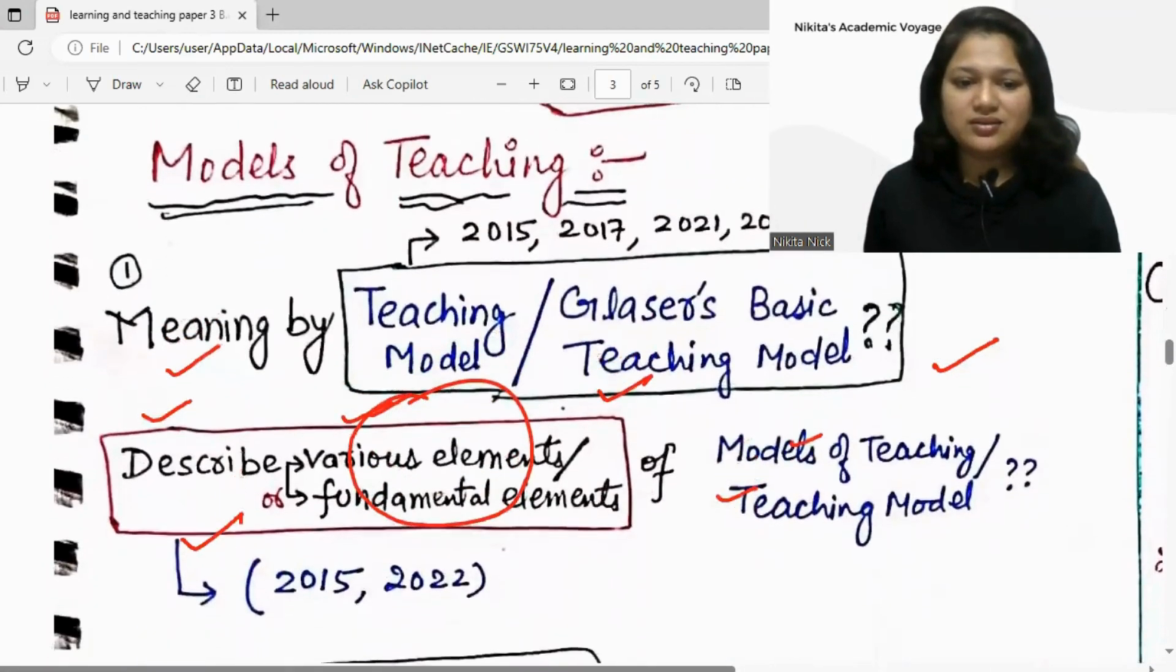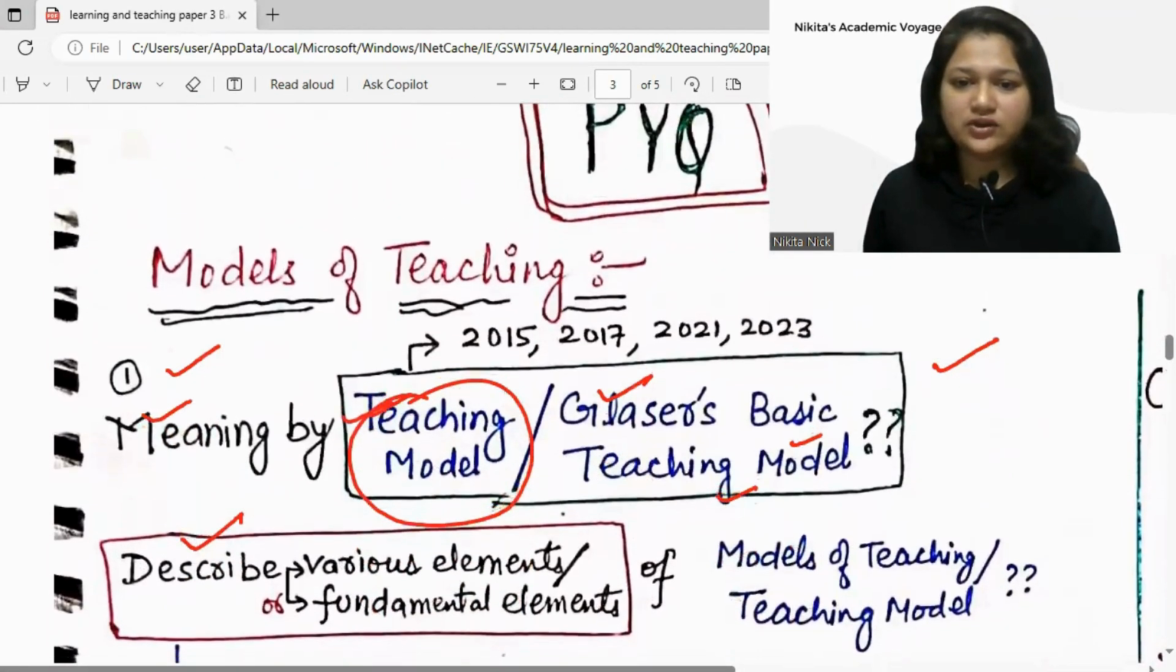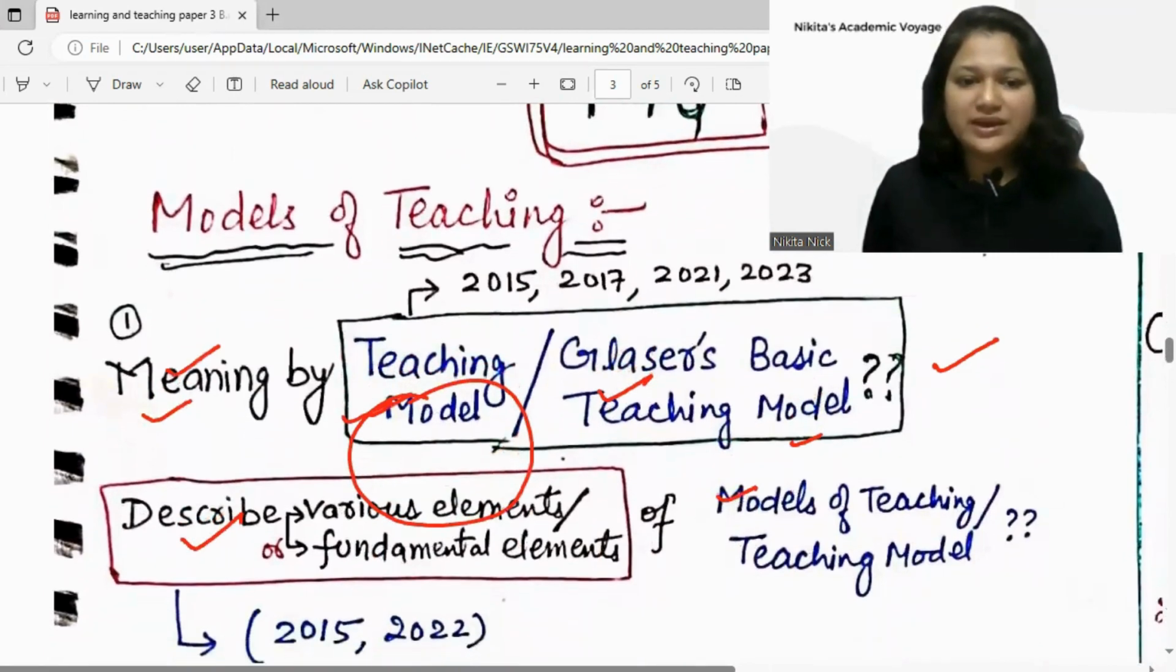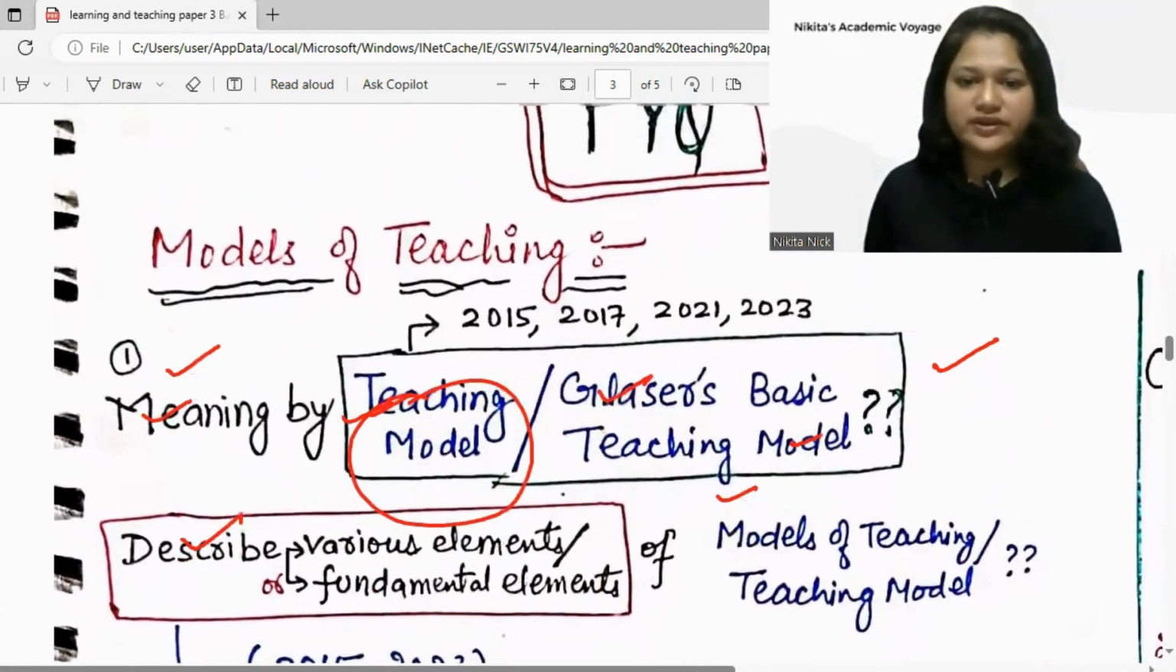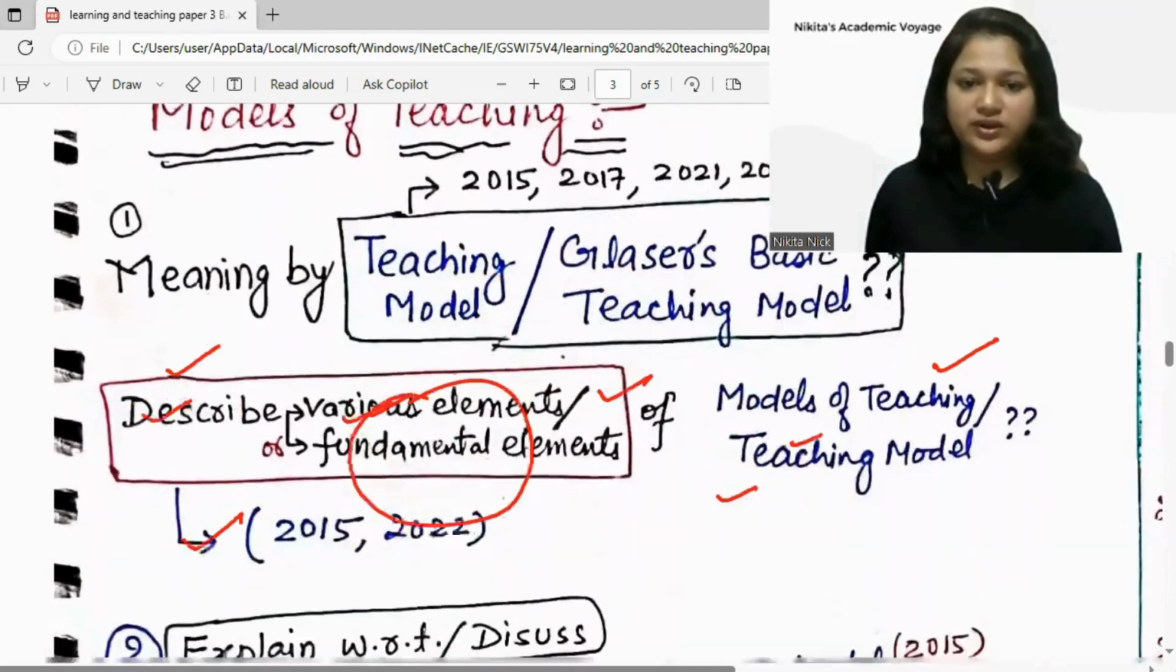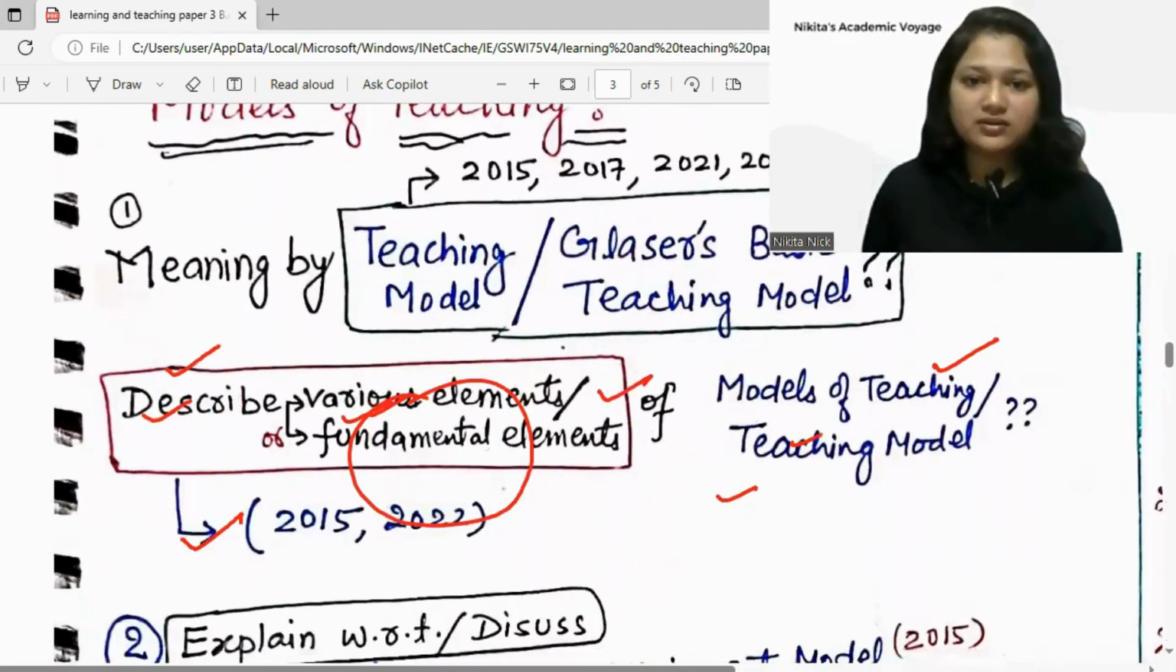Again, this question was asked in 2015 and 2022, but the meaning was asked in 2015, 17, 21, and 23. So got it that this question is also important.